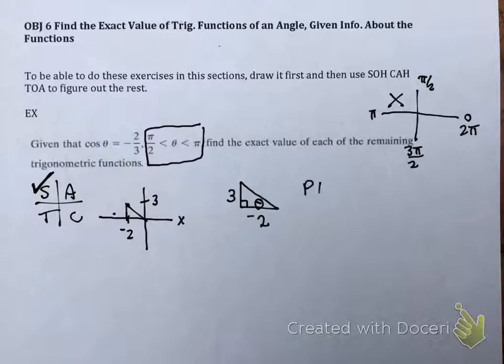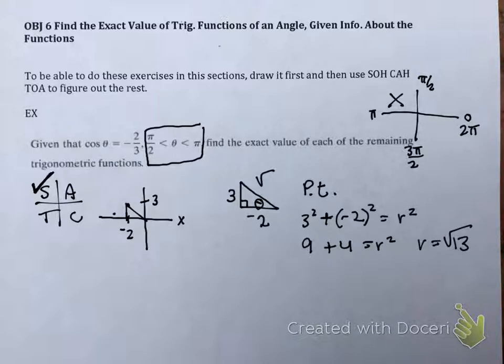So use the Pythagorean Theorem. 3 squared plus negative 2 squared equals the radius squared. So we get 9 plus 4 equals r squared. This is 13. So r equals the square root of 13. Okay, now I have to find all 6 trig functions. Cosine is already given to us, and cosine is negative 2 over 3. So its reciprocal function secant is negative 3 over 2.